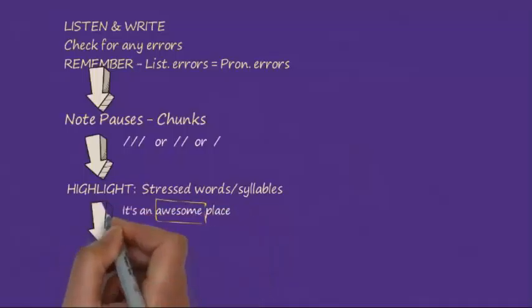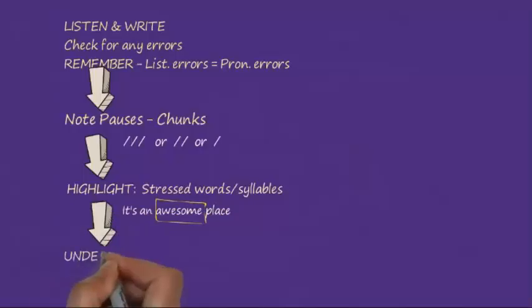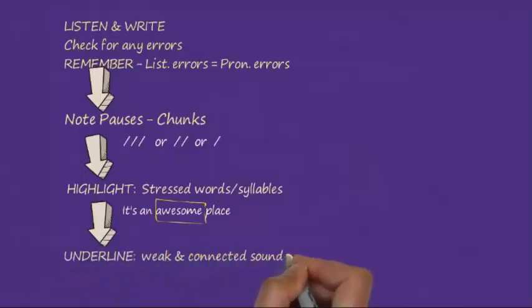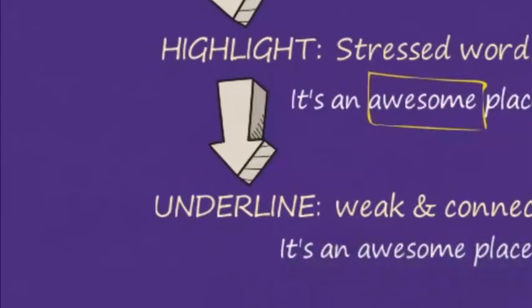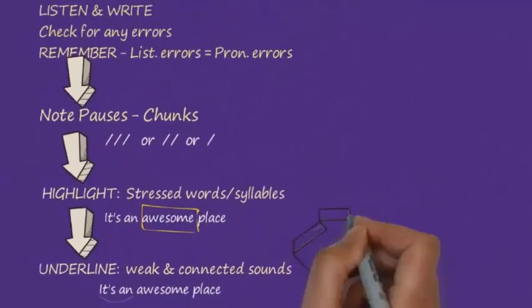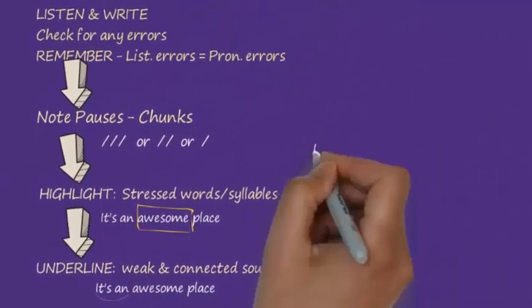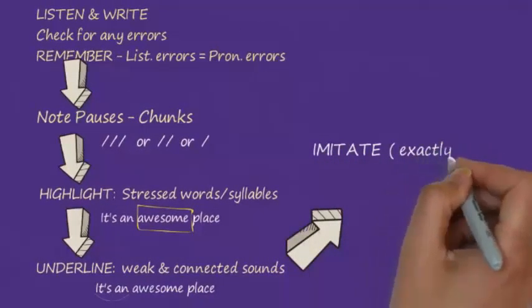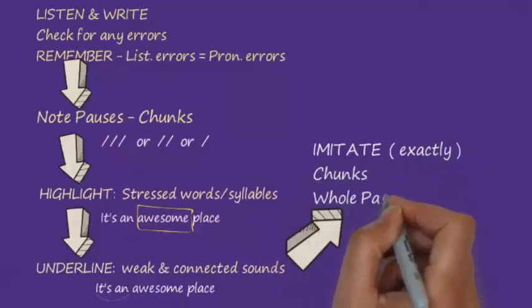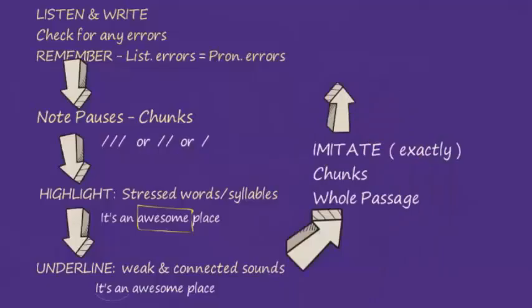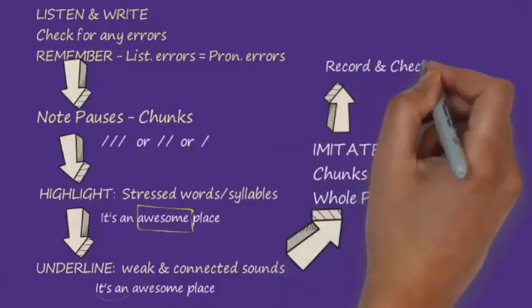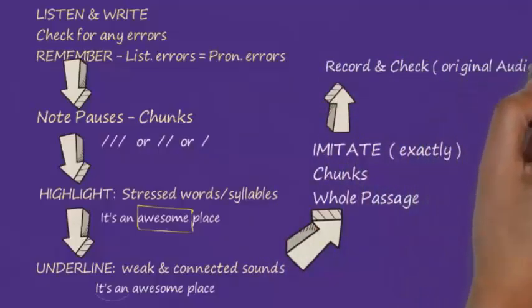The next thing to do is think about underlining weak and connected sounds. Again, native speakers often make sounds on either side of the stress word weak. So here it's an awesome place. You can hear the weakness there. Then of course, once you've listened to it and noticed it, you need to imitate. And we want you to imitate it exactly. So notice the chunks that you've highlighted already, the stressed words, the connected words. Focus on that in a chunk and then focus on it in the whole passage.